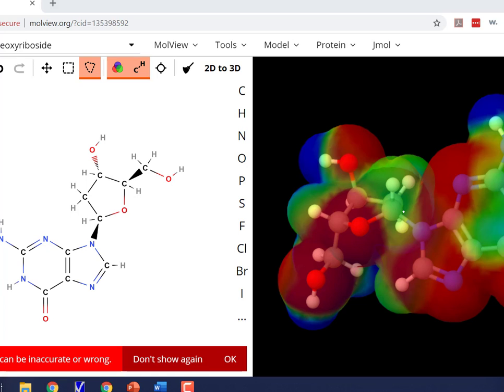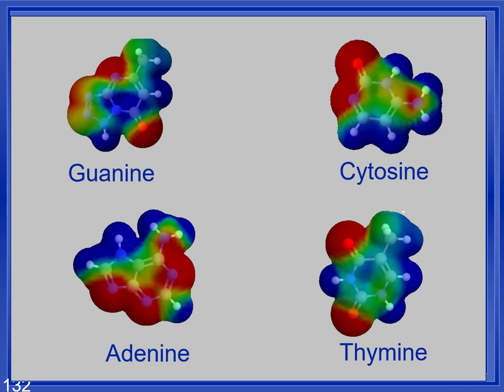So if you look at the DNA bases and where the electrons are, there's our guanine. Everybody see, this is what we were just talking about. Guanine, notice it had the 2 positive areas and a negative area, right?